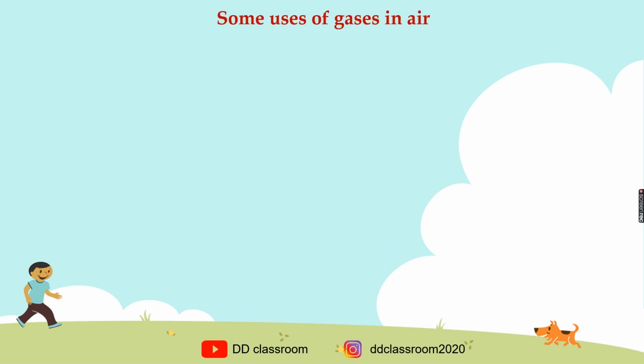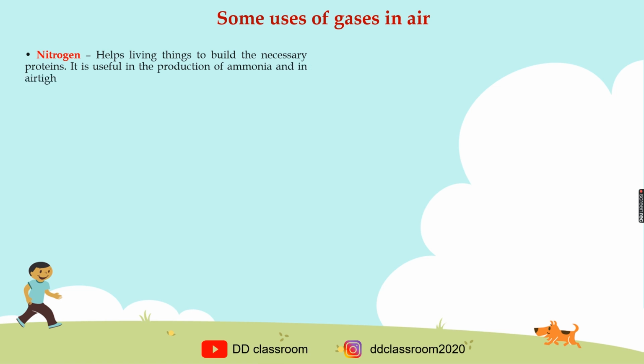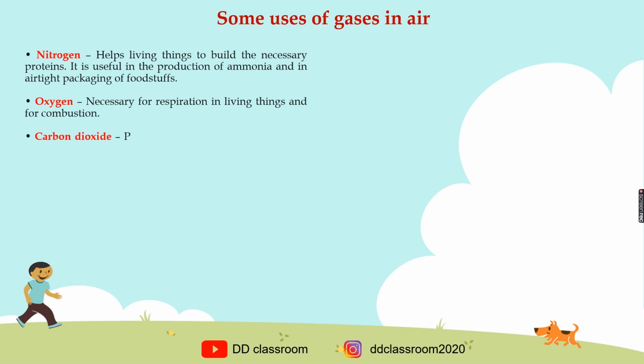Some uses of gases in air. Nitrogen helps living things to build the necessary proteins. It is useful in the production of ammonia and in airtight packaging of foodstuffs. Oxygen is necessary for respiration in living things and for combustion. Carbon dioxide: plants use it for producing their food, and it is used in fire extinguishers.